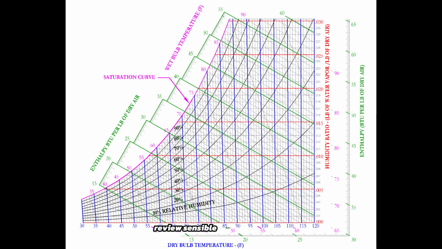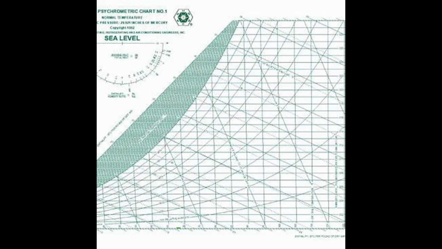Review: sensible heat, temperature. Latent heat equals moisture. BTUs, the way we measure heat. 12,000 BTUs equals 1 ton of cooling. Understanding both types of heat helps us size and diagnose systems correctly.